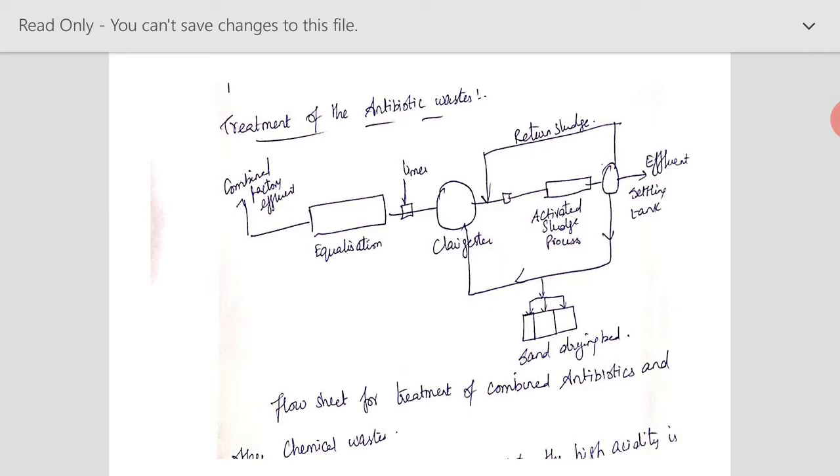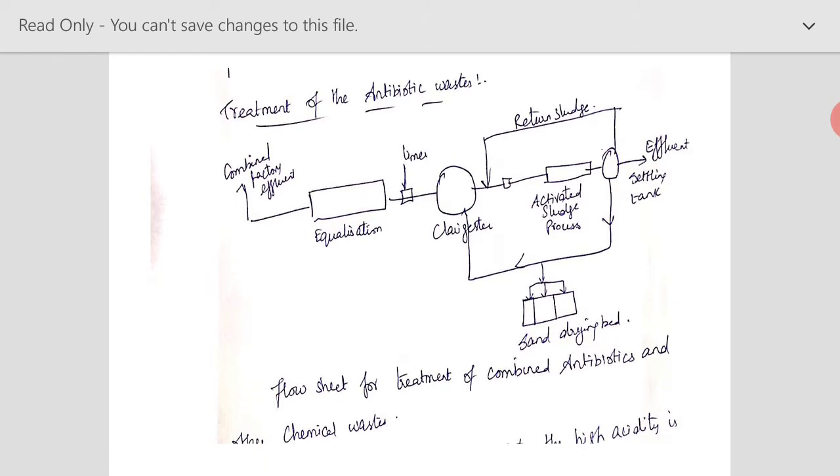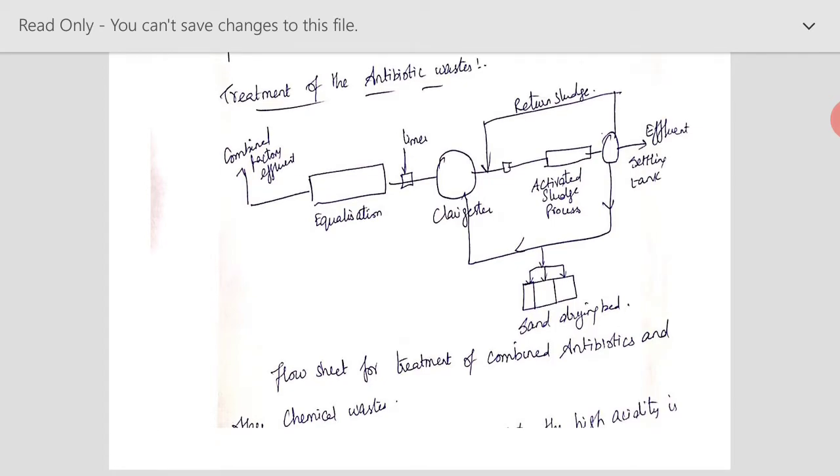Here the combined factory effluent, consisting of different wastes, is first sent to an equalization tank, because the pharmaceutical industry is not a continuously operating industry; it operates intermittently. So it is necessary to hold the waste for a particular period of time in the equalization tank, so that the flow rate as well as general parameters like pH and turbidity become more or less uniform. Then it is taken to the clarigester, where lime is added so that flocculation of impurities, suspended solids or dissolved solids will form.